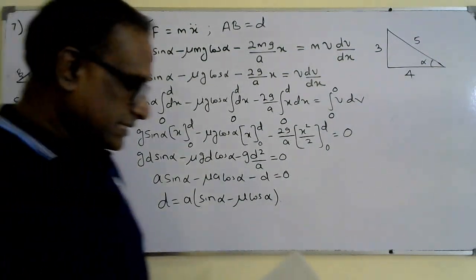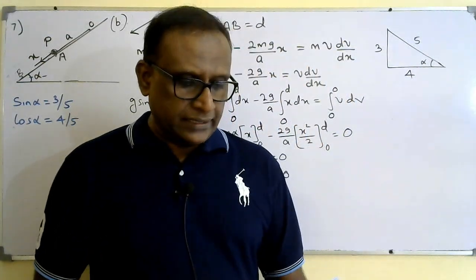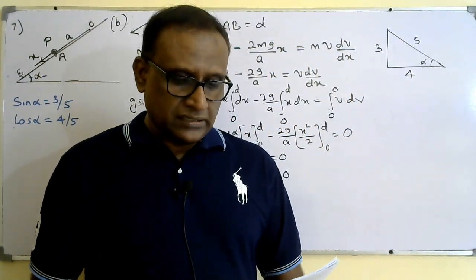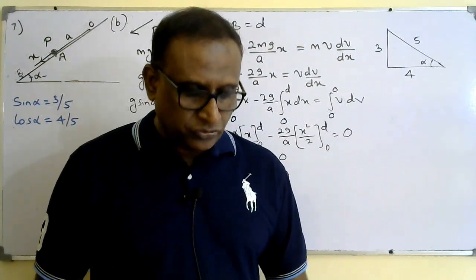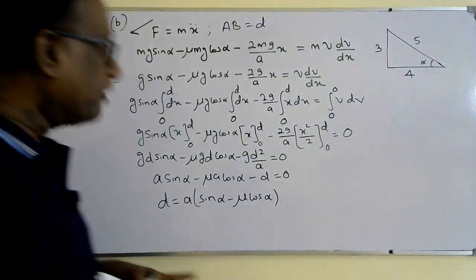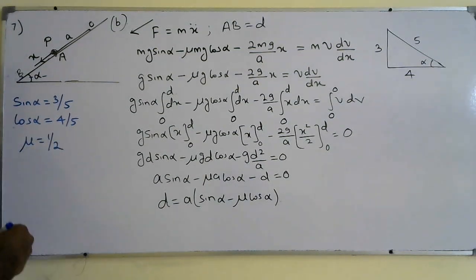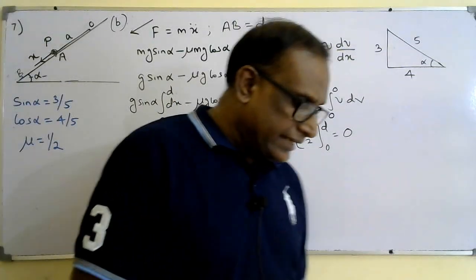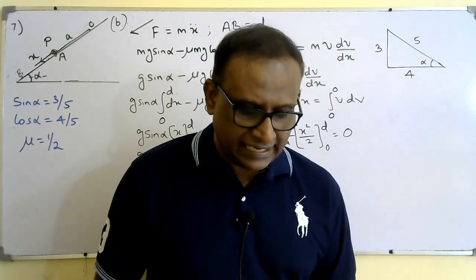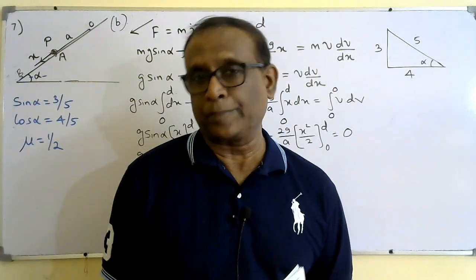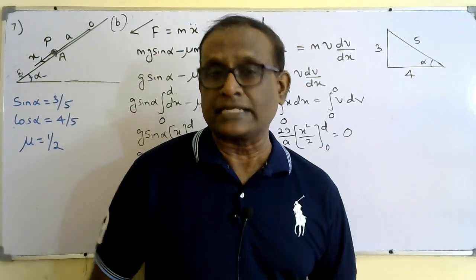So the question is, I'm going to read the B part. Tan alpha is given as 3 by 4 and mu, the coefficient of friction, is given as 1 by 2. The question is: find, in terms of a and g, the maximum speed of the particle. I already explained why there is a maximum speed.